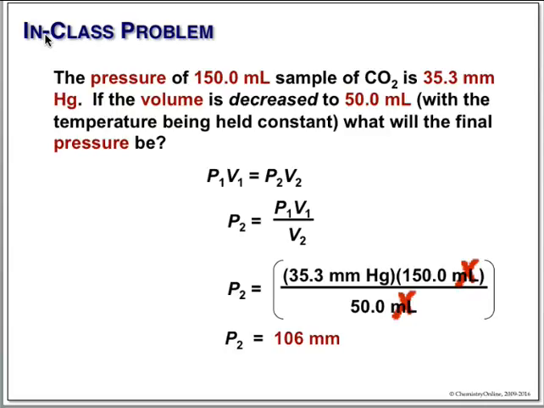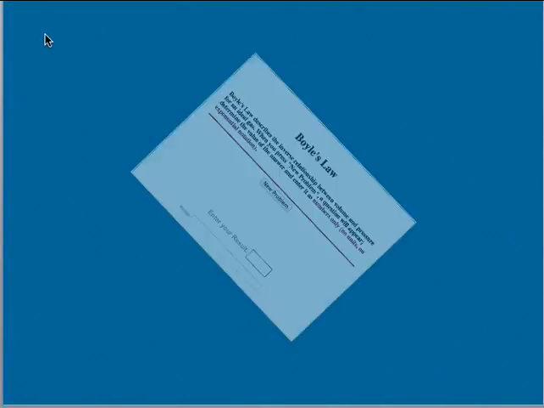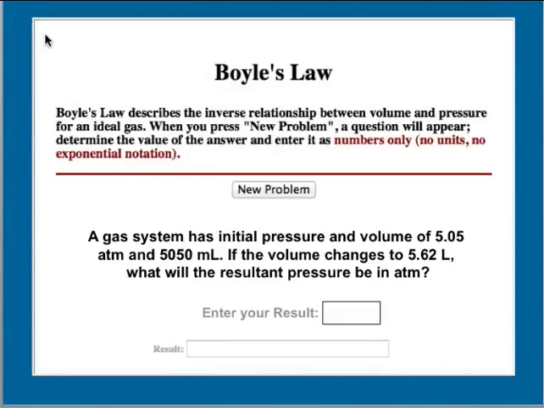Now, what if I asked you how many atmospheres that was? I don't think it's on this slide, but how would you do that? 1 atmosphere is 760, isn't it? So we would simply take 106 and divide it by 760. And that would give us atmospheres. Now, of course, there's a Boyle's Law tutorial. Of course there is.